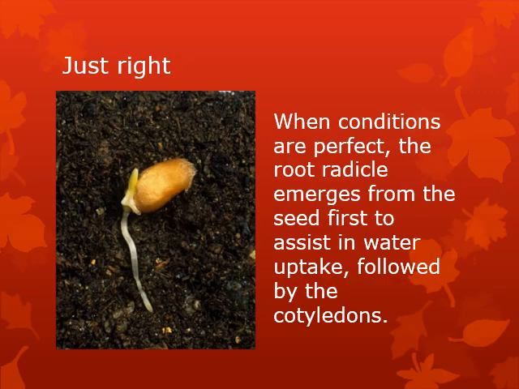When the conditions are just right, you've got warmth, you've got some moisture, you've got plenty of oxygen, the root radicle emerges. That's the first part that always comes out of the seed. It's a little root, and a root's job is to take up nutrients and water. So the plant is starting to grow using up the fats and the sugars in the cotyledon, and it's supplementing that from the root.